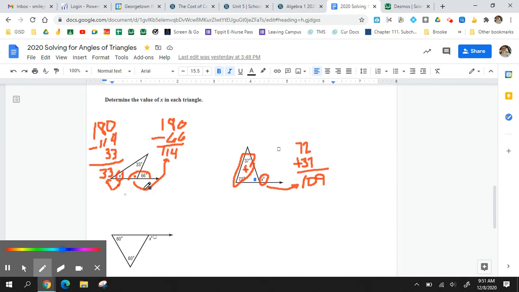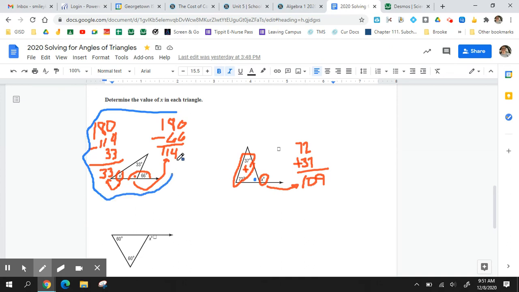Now, if I were to come back over here to this first example, remember I told you there were two ways you could do this one. So this was the first way. I'm going to do the second way in blue. From this little example here on the right side, I would have to add x plus 33, and I would get 66. So x plus 33 added together gets me that exterior angle, that outside angle of 66.